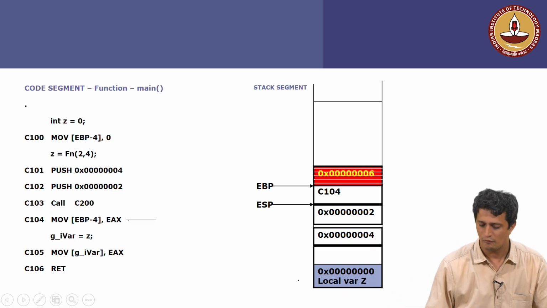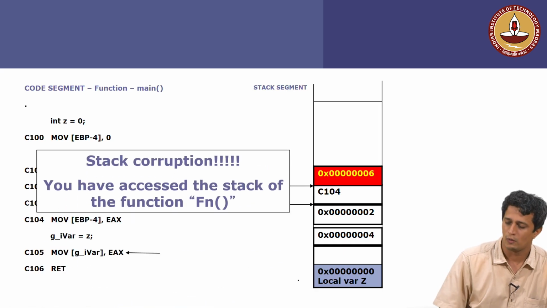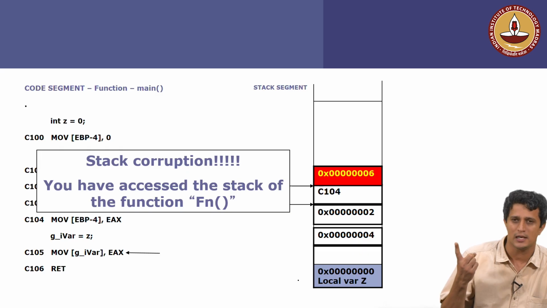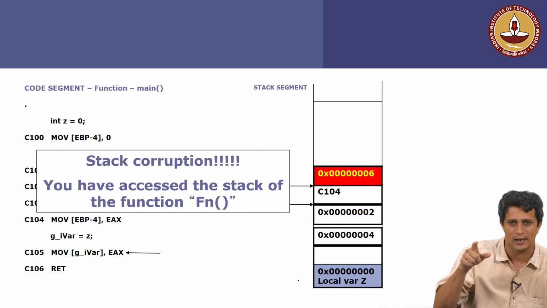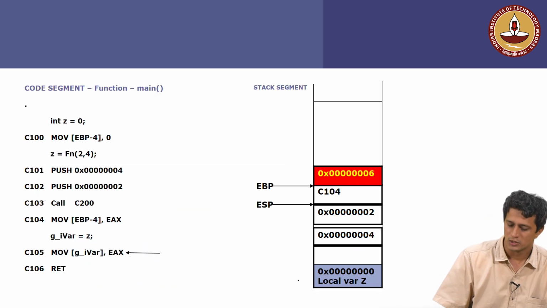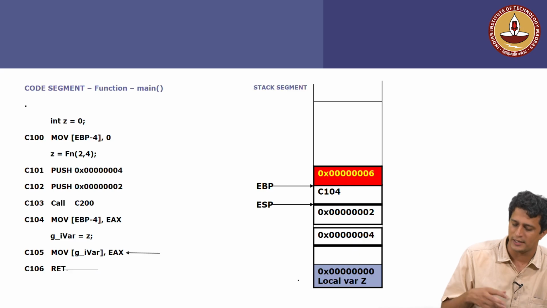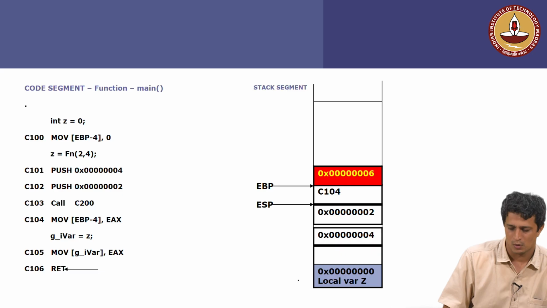Now is that all? Well, it turns out that there is another problem, right. So which means now you have basically done a stack corruption, in the sense you have accessed the stack of function fn even after returning from that function. So let us see what happens as I execute this program further. Remember that the global variable is set by absolute addressing, right. So EAX is moved into that, and now when I do a return, what will happen?